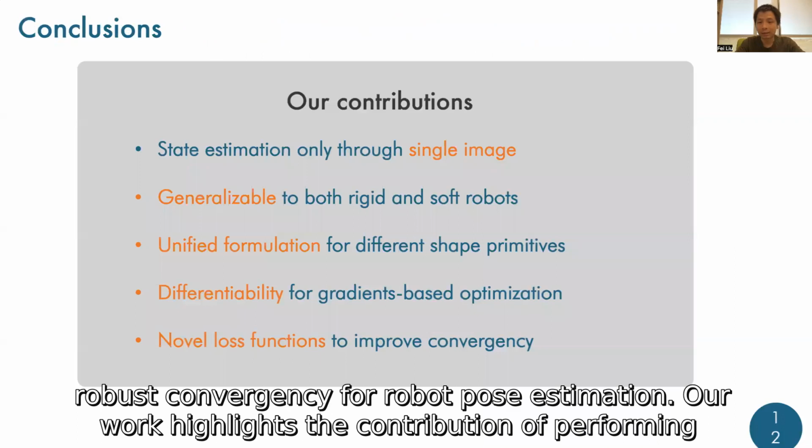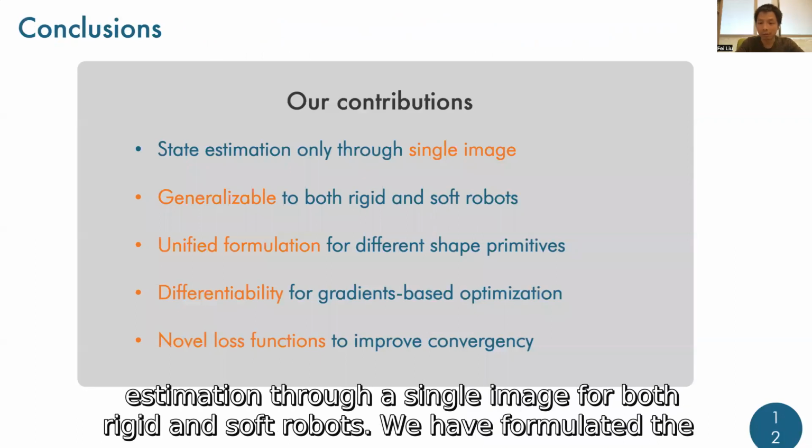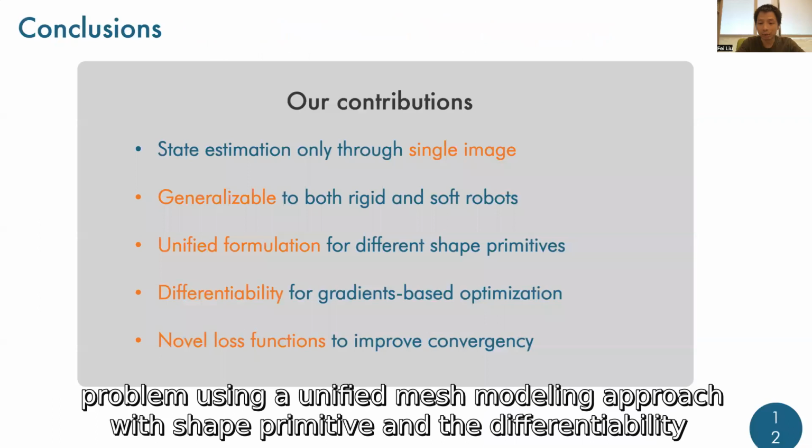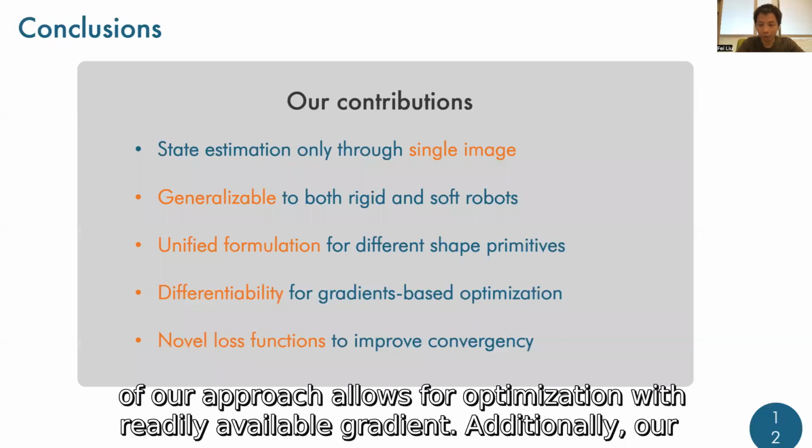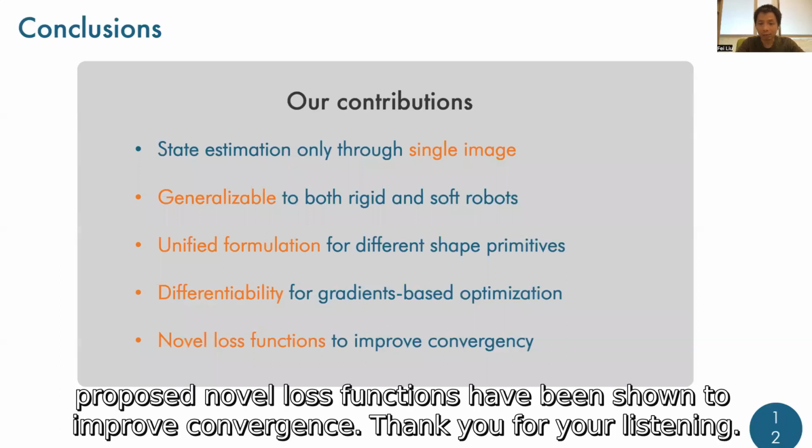Our work highlights the contribution of performing state estimation from a single image for both rigid and soft robots. We have formulated the problem using a unified mesh modeling approach with shape primitives, and the differentiability of our approach allows for optimization with readily available gradients. Additionally, our proposed novel loss functions have been shown to improve convergence.